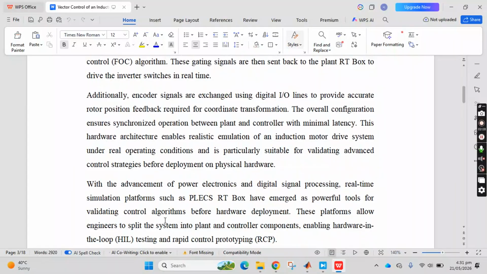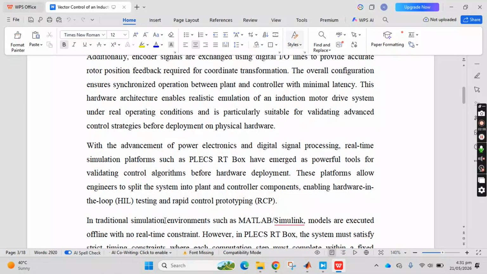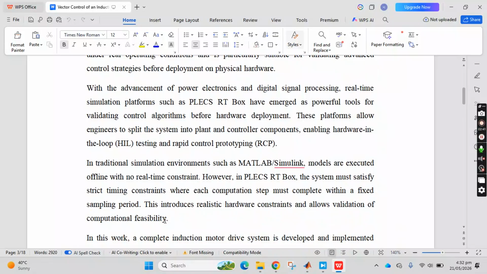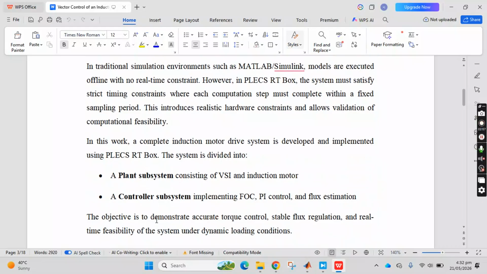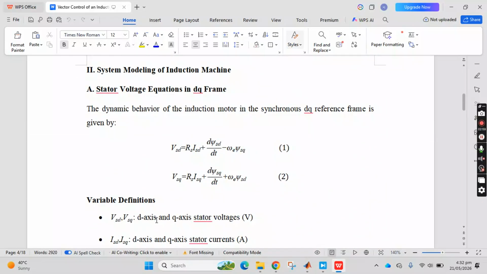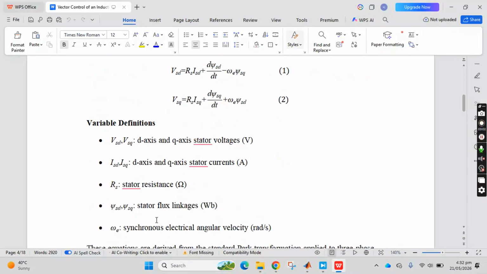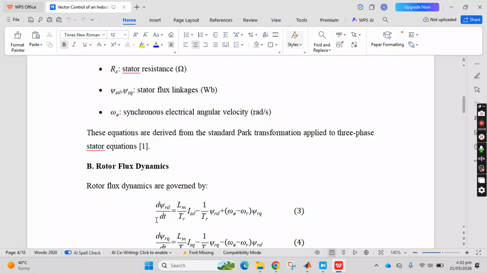With the advancement of power electronics, digital signal processing, and real-time simulation platforms, the RT Box has emerged as a powerful toolbox. We can also use a MATLAB Simulink model with no real-time constraint. However, PLECS is one of the best at satisfying strict timing constraints, where each computation step must complete within the fixed sampling period.